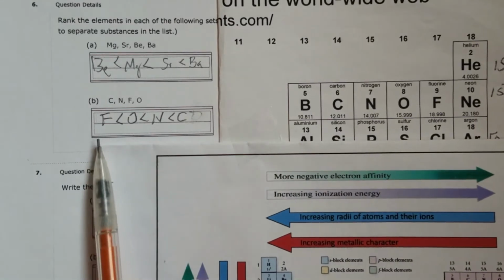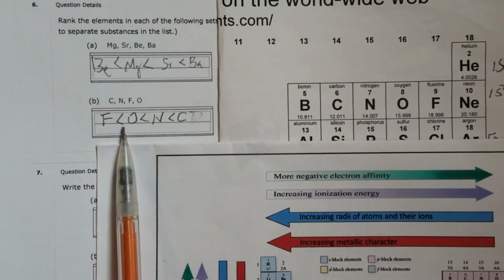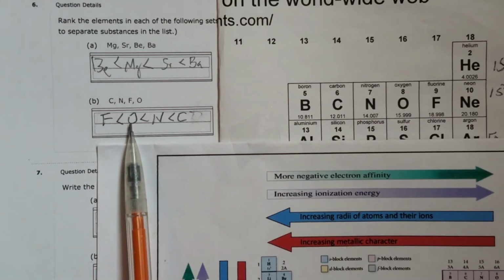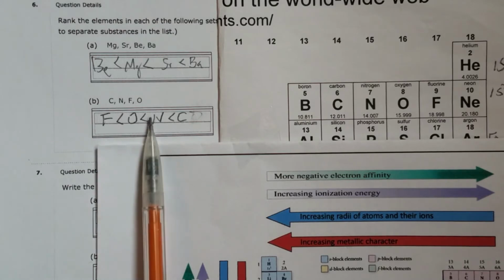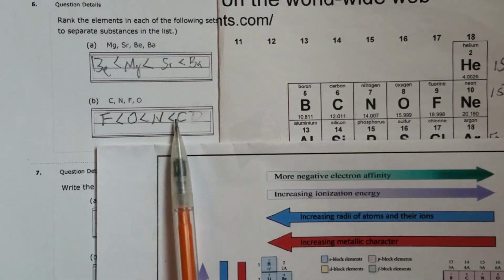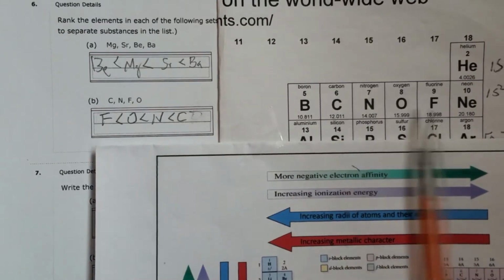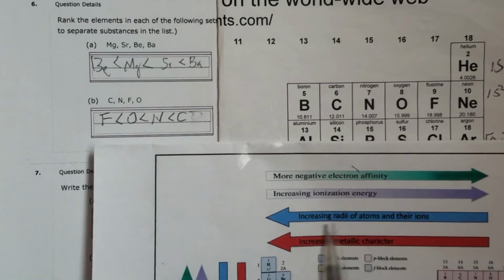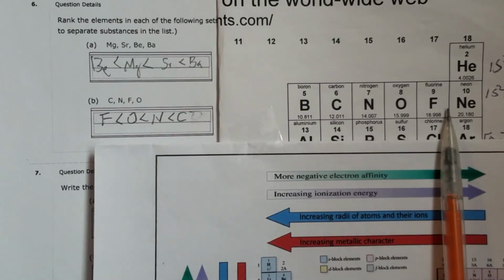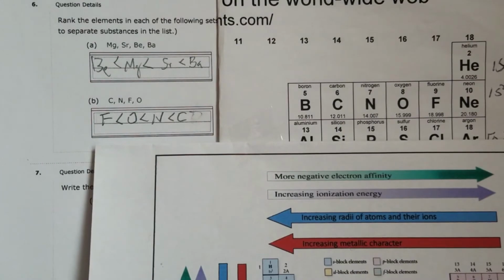Therefore the correct order should be fluorine, the smallest one, and then oxygen is a little bit larger than fluorine but smaller than nitrogen, and then carbon should be the largest one, or the longest radius among the 4. You see, because it increases from right to left. That's question number 6.